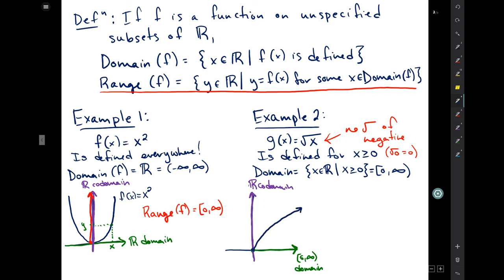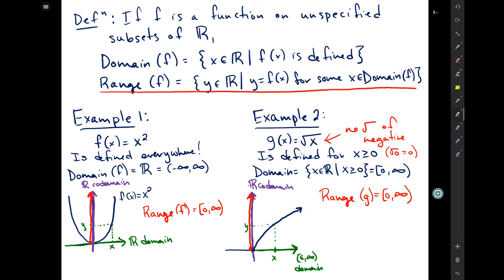And so the actual y values that I get out, if I take any x value here, and I map it over here, and I just look at its y value, I'm only going to get positive outputs. So again, here the range of this function, g, is this interval from 0 to infinity. So the function g actually has the same domain and range. The function f has a different domain and range.